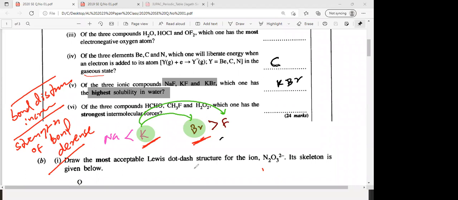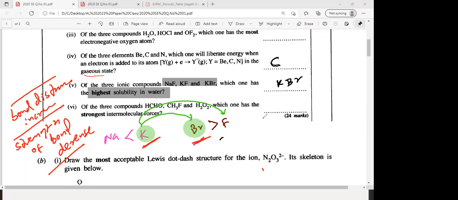But I can't give the other explanation for this, since you all have not completed chapter 5. That is hydration enthalpy. That also we can talk about here. Hydration enthalpy also we can talk about here. Other than that, ionic bond dissociation enthalpy.